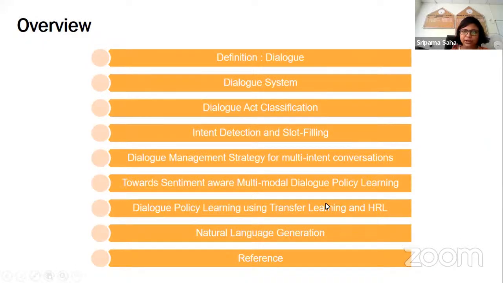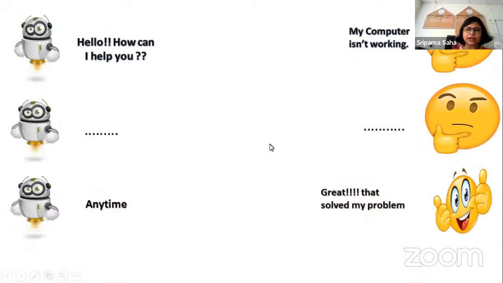There are many components in a dialogue system: dialogue act classification, intent detection, slot filling, dialogue manager, then natural language generation. So these are the different modules under a dialogue system. I will briefly discuss each of them in detail. So basically, this is the dialogue.